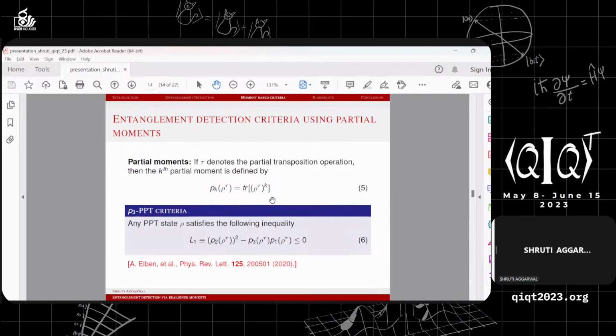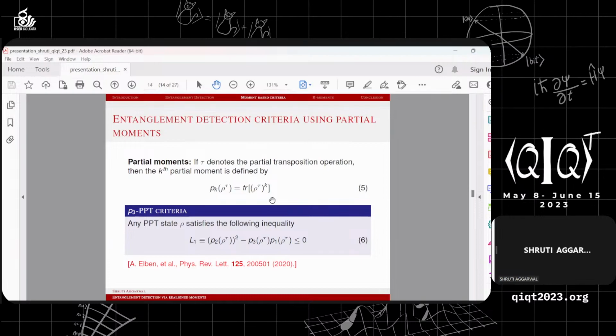Thank you. In case of continuous variables, can I apply the same? I have no idea in case of continuous variables. This is applicable only to the discrete. Also, can I apply it to multipartite? I think only bipartite systems, right?